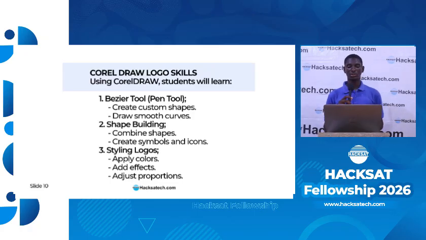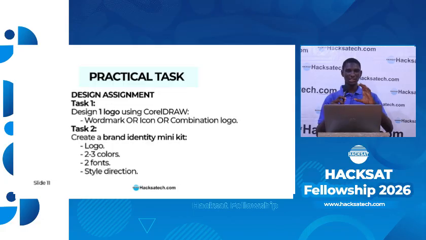So now the CorelDRAW logo skills. Using CorelDRAW, students will learn the Bezier tool, that is the pen tool. It creates custom shapes, draws smooth curves. So if you are designing a logo in CorelDRAW, know how to use this Bezier tool, because it's used to create a custom shape, and you can create a very smooth curve whenever you want to design a logo.